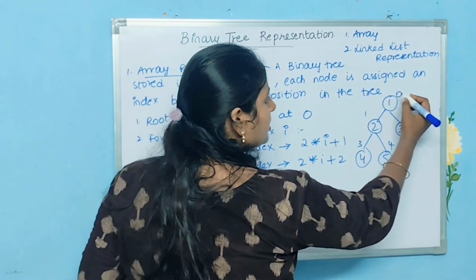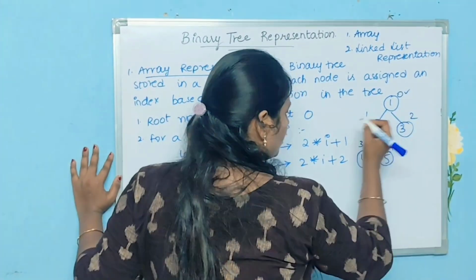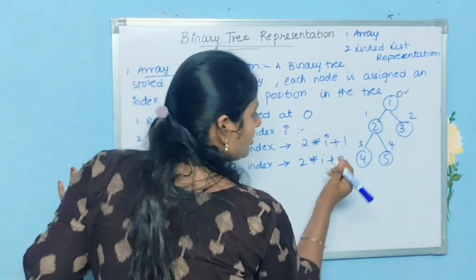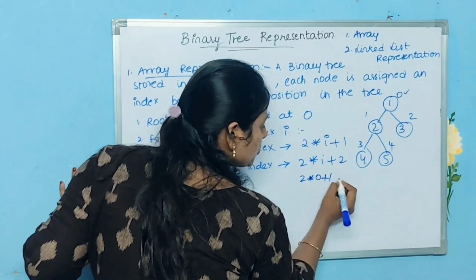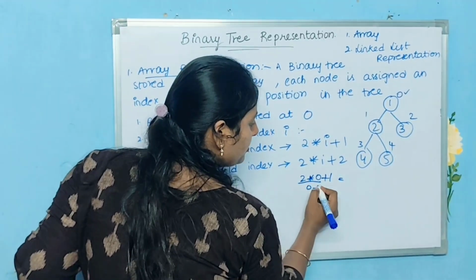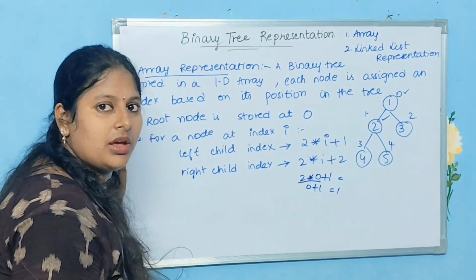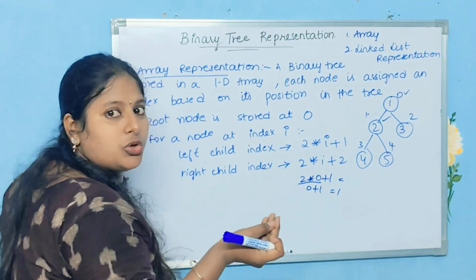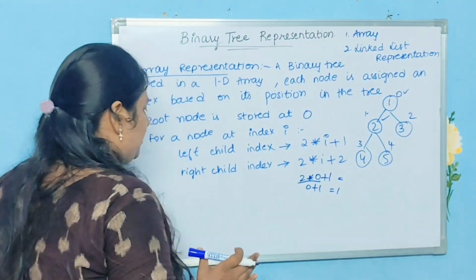So this is my particular node. What is the index of this node? 0. So I want to find the left child index of 0. What I'll do is 2 into I, that is 2 into 0 is 0, plus 1. So 1. So the left child index is 1. You should not look at these values. These are individual nodes, you don't have to do anything with them. You have to do something with the indices.